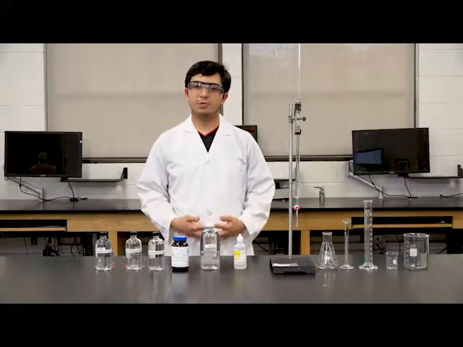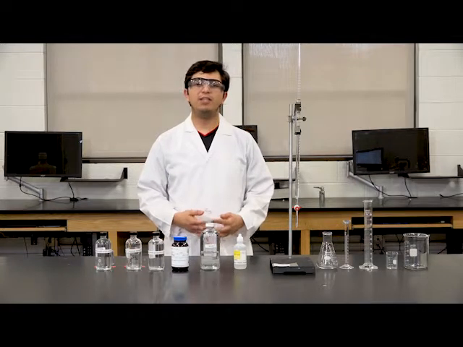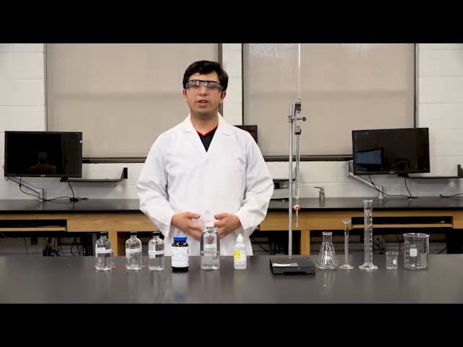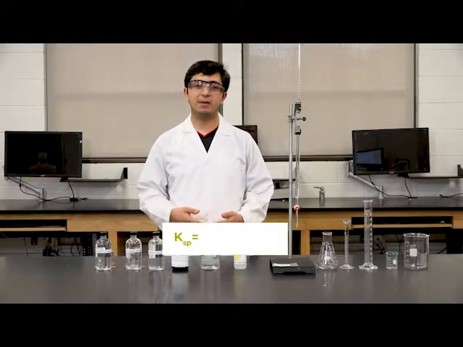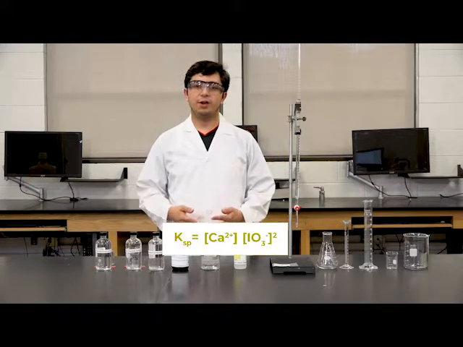Today we'll determine the solubility product constant of calcium iodate. Calcium iodate is a salt which, as many others, when dissolved in water, dissociates into its corresponding ions. In the case of calcium iodate, you produce 1 mole of calcium ion and 2 moles of iodate. In the determination of the Ksp, you equal this to the concentration of calcium times the concentration of iodate squared.